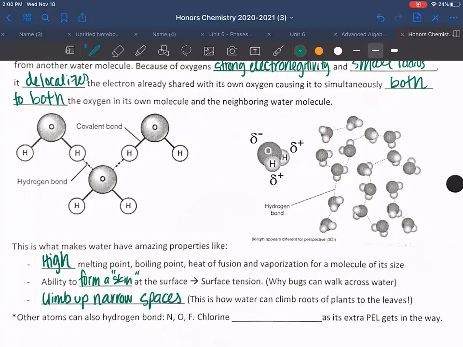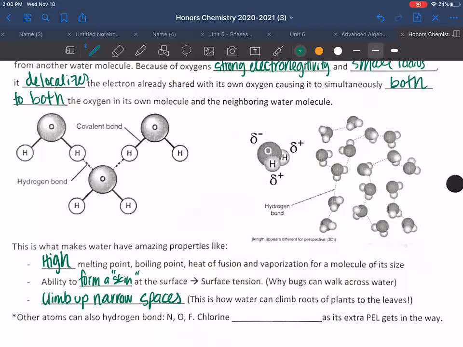So this is why plants can live. This is water climbing up the narrow roots of a plant to get to the leaves. It's because of these properties that life is as it is. And so if you think about it too, you guys see this in lab. When you measure water in a grad cylinder, what does the water do? Climbs up the edges, right? That's why we have to read from the bottom of the meniscus, because it really likes itself.